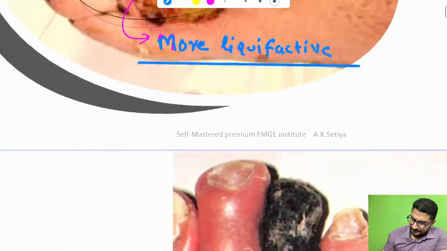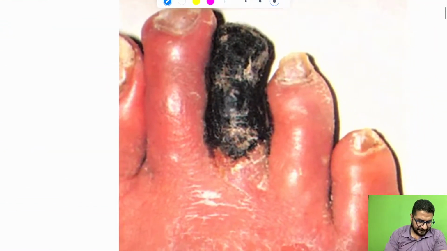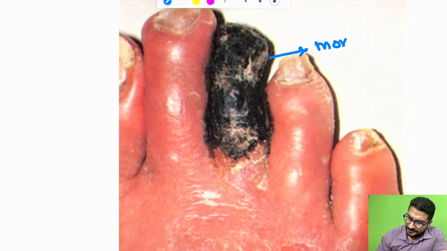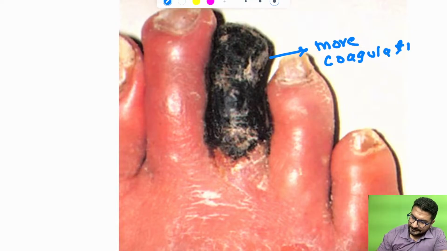And if you compare this with dry gangrene, this is dry gangrene. This dry gangrene will have more coagulative necrosis. So understand this thing. We have wet gangrene and dry gangrene. Dry gangrene dries up, meaning more coagulative necrosis, and wet gangrene will have more liquefactive necrosis.